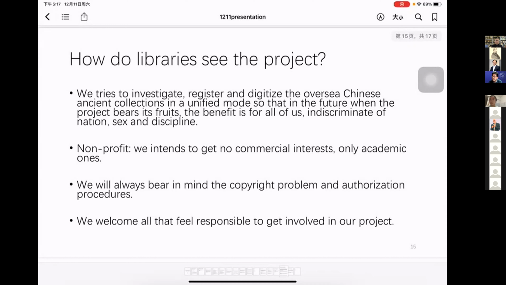We intend to get no commercial interests, only academic ones, and we'll always bear in mind the copyright problems and authorization procedures. In a word, we welcome all that feel responsible to get involved in our project.